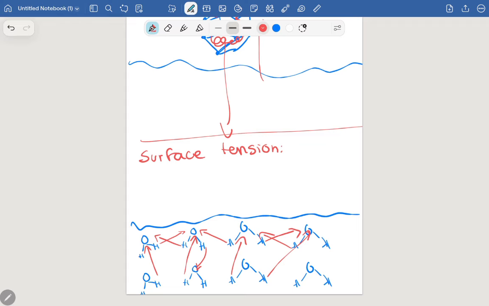And then insects like mosquitoes will be able to walk on the water, okay? So for the surface tension, we say due to significant hydrogen bonding, water will form a lattice at the surface, and this will cause water to have a high surface tension. So what do we say? H bonding forms a lattice.